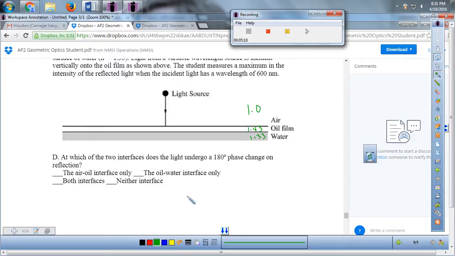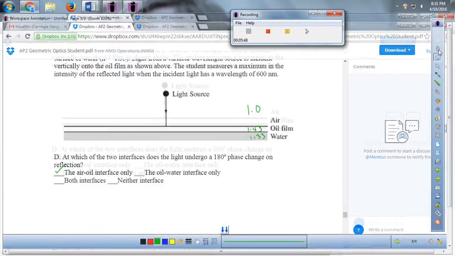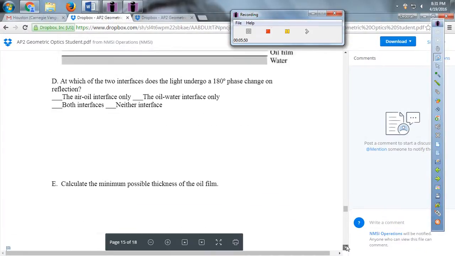And it said, so at which of the two interfaces does the light undergo a 180-degree phase change on reflection? So that happens when it tries to move from the air to the oil, because that's a hard bounce. This is a soft bounce, so there is no phase change there. Okay? All right. Let's move on.